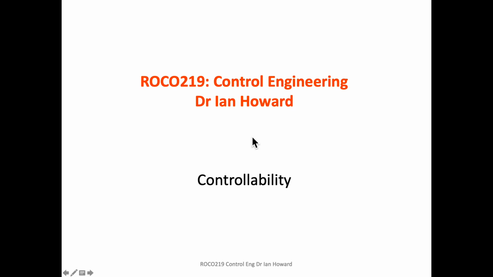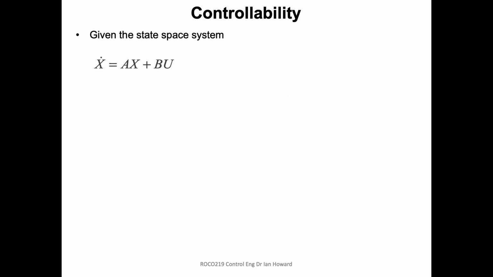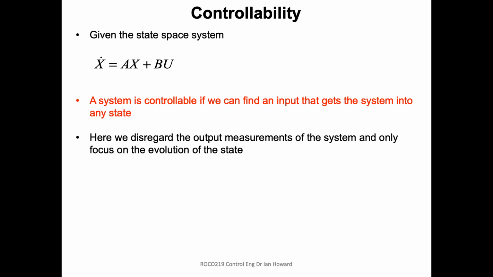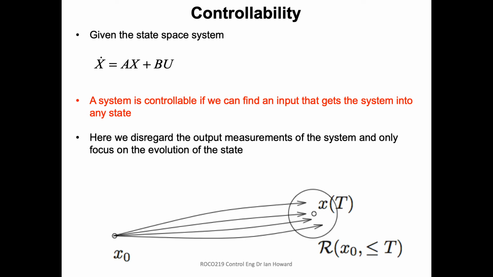So let's now think about the controllability of a system. What does that mean? Well, if we've got a state space system, x dot equals Ax plus Bu, the system is controllable if we can find an input u that gets the system into any state. Here we're actually not going to consider the output measurements and only focus on the state evolution. So the idea is, can we have a system which we can get from any input state to any other state just by the input vector u.